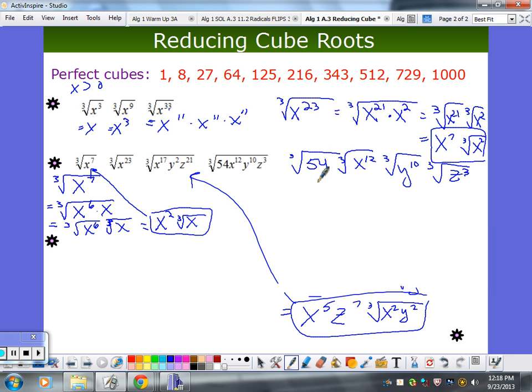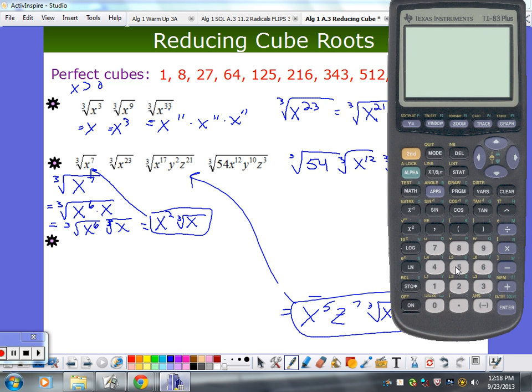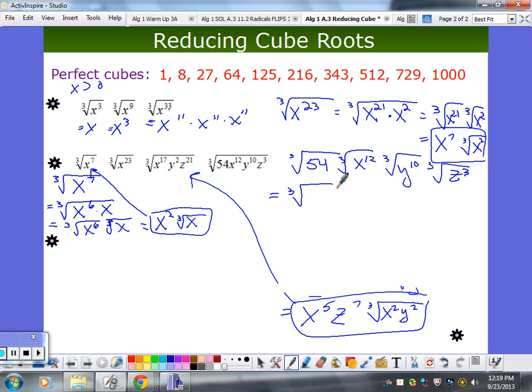Okay, now I've got a number. It's not a perfect cube, I don't see it in my list. Is there a perfect cube factor hiding there? 54, we can use our calculator to help. It could be 27. Oh, 54 is 27 times 2, so I do have a perfect cube factor. How about the cube root of x to the 12th power? It's x to the 4, right? It's divisible by 3. It's a perfect cube.